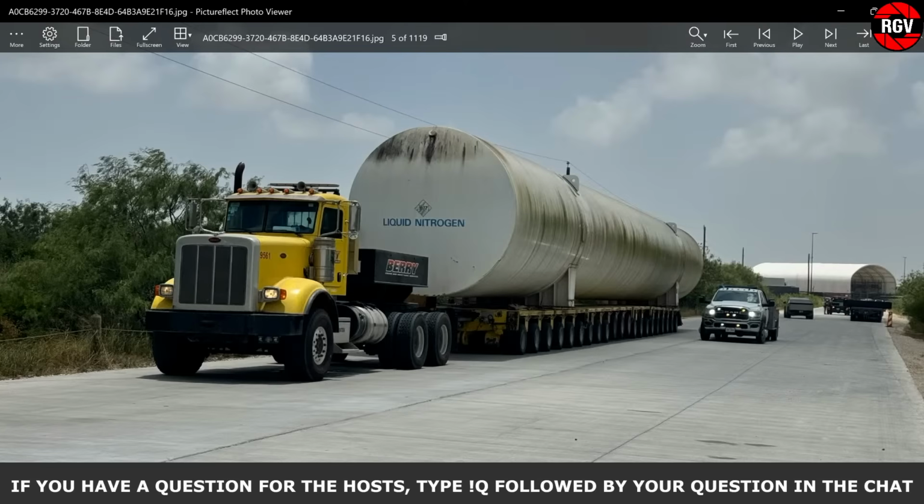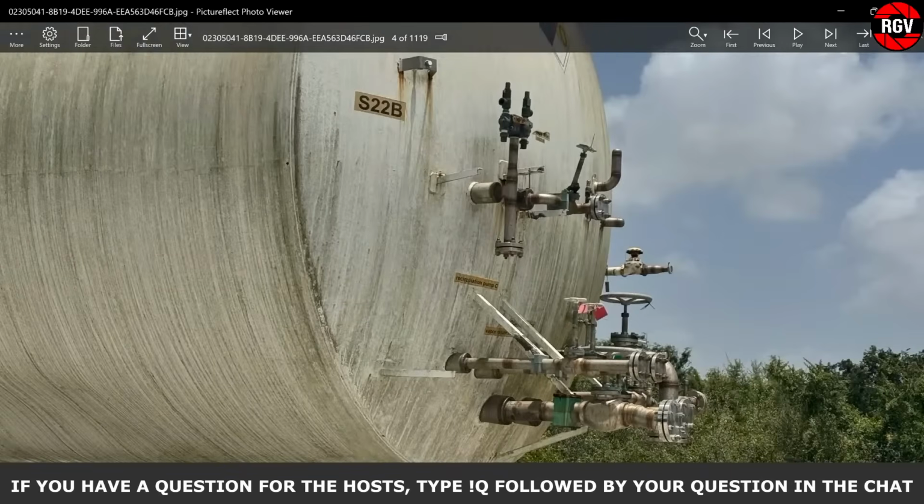Breaking news, the old nitrogen tanks are leaving Massey's. You could write some nice things with a pressure washer in those tanks.